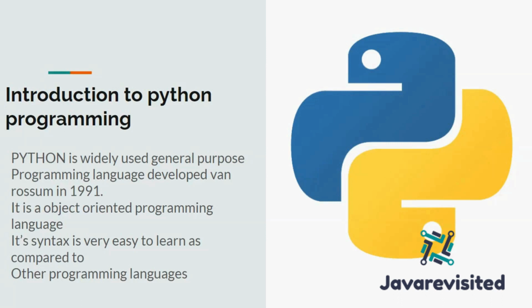So, introduction to Python. Python is a widely used, general purpose programming language developed by Guido van Rossum in 1991. It is an object-oriented programming language. Its syntax is very easy to learn as compared to other programming languages. What is meant by object-oriented language? In object-oriented programming, we study topics like encapsulation, abstraction, etc. So this is the basic concept of introduction to Python.